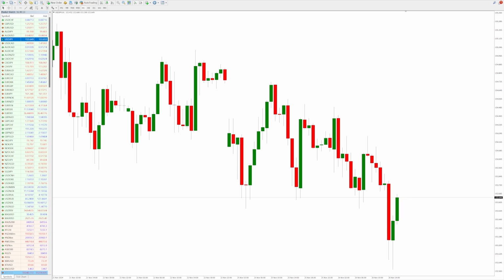Okay, so this is a very simple pattern that we can use to capture trades for some pips, like this one for around 50 odd pips. Okay, so this is a very simple strategy. As I said, I'm using the MT4 platform here.